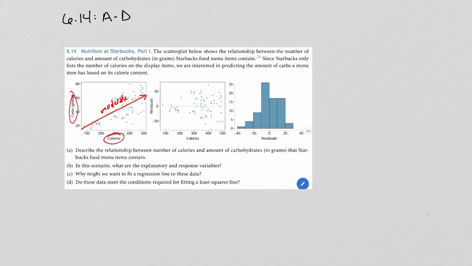Why might we want to fit a regression line to these data? Well, we can predict the amount of carbohydrates given a number of calories. And so if we have calories, we can then say how many carbs would be in there, right? We don't need to know the exact number of carbs.